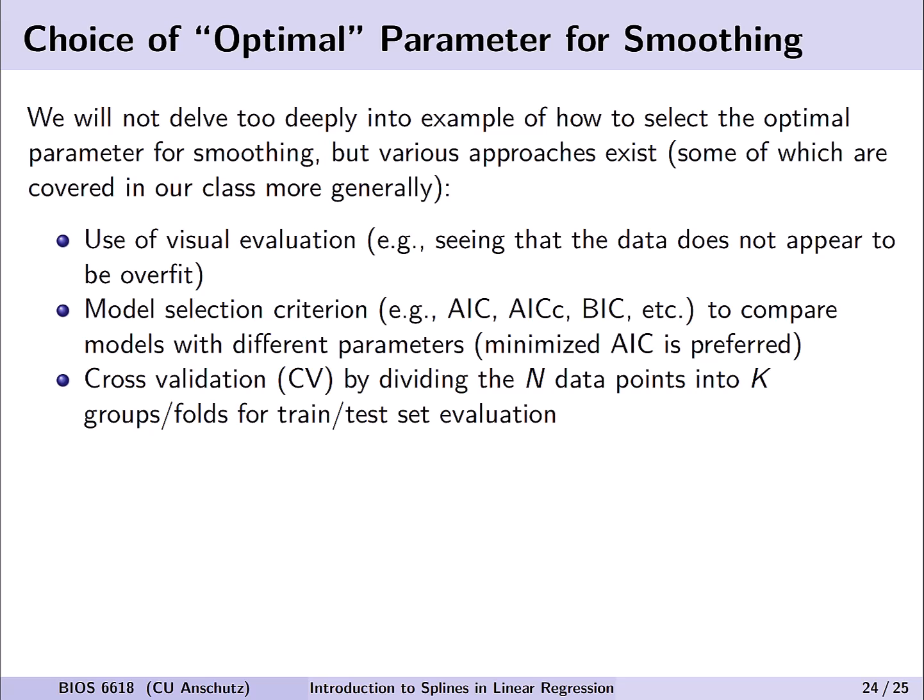You can also use cross-validation approaches, abbreviated CV, by dividing your n data points into k groups or folds and then training and testing sets for evaluation. All these approaches could arrive at different conclusions, but ultimately it's up to us to look at the data to determine what might best fit and model that relationship.